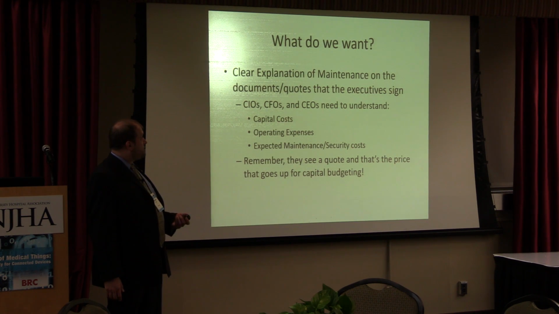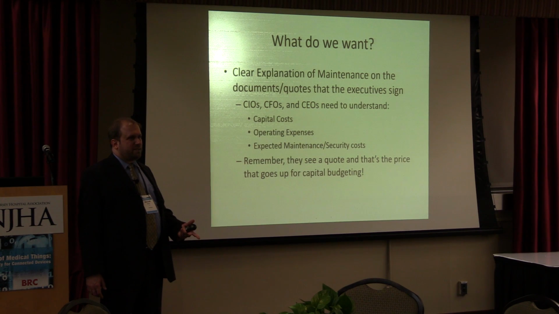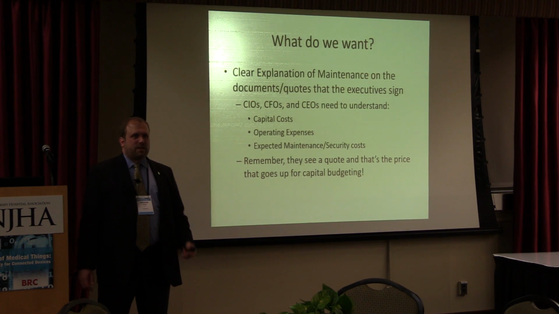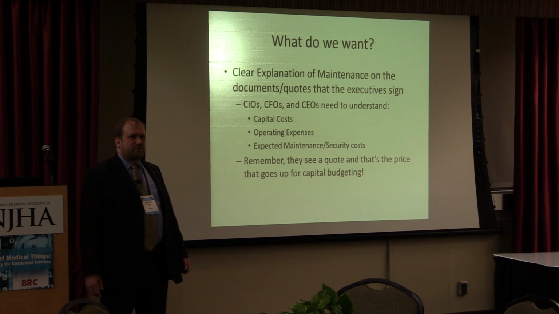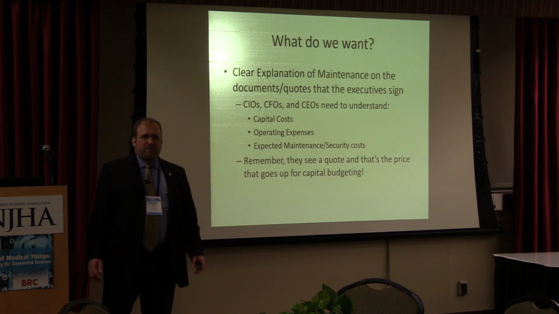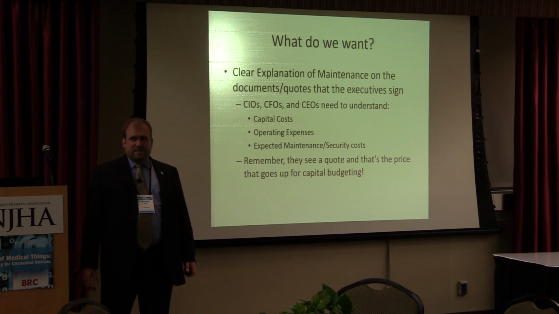So they need to understand the capital costs, operating expenses, and maintenance and security costs. What's the expected security tail as opposed to the operational tail? And remember, they see that quote, and that's the price that goes up for budgeting. So if you don't include maintenance and security, you're just not getting budgeted for it. And the way most companies work, everything comes out of a pool, and not 100% of the items get funded in the pool. If you're at a company that gets 100% of their capital projects funded, congratulations. I've never seen one, because that company doesn't exist.